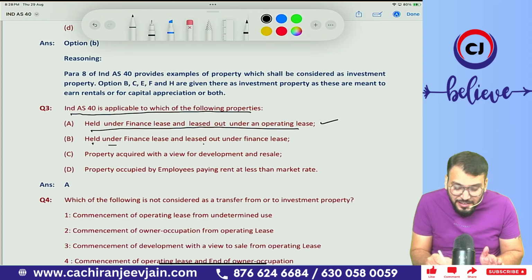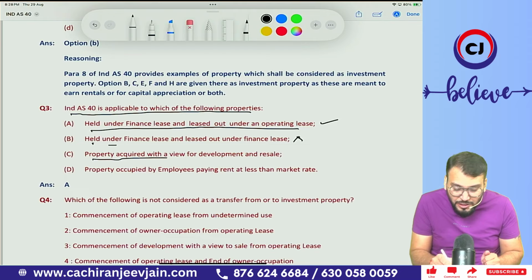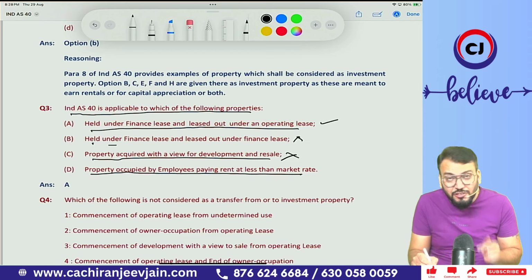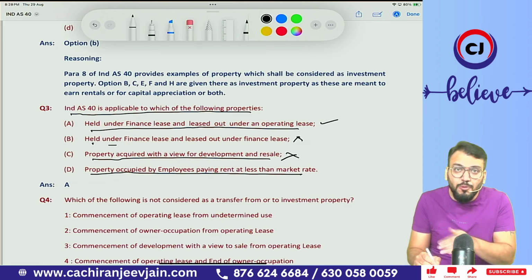Held under finance lease and leased out under finance lease, this is not an investment property. Property acquired with a view for development or resale is also not an investment property. Property acquired by an employee paying rent at less than market will be classified as property, plant and equipment, because that has been given to an employee. Any property given to an employee at concessional rent will be classified as what? Property, plant and equipment. So option A is correct.